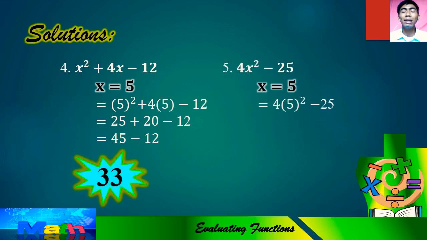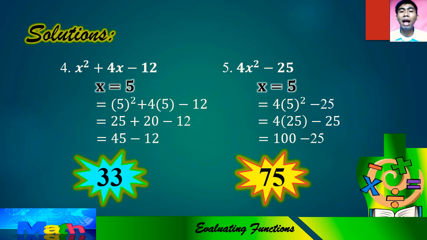Moving on to our last expression, 4x squared minus 25. Again, let's use the same step. First is to replace x by 5. We have 4 times 5 squared minus 25. Our next step is to simplify the number inside the parentheses. We have 4 times 25 minus 25. Now multiply 4 by 25 will give you 100 minus 25. The answer now is 75.